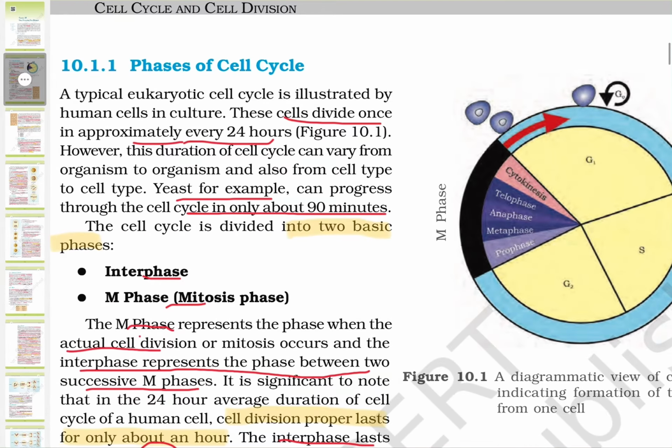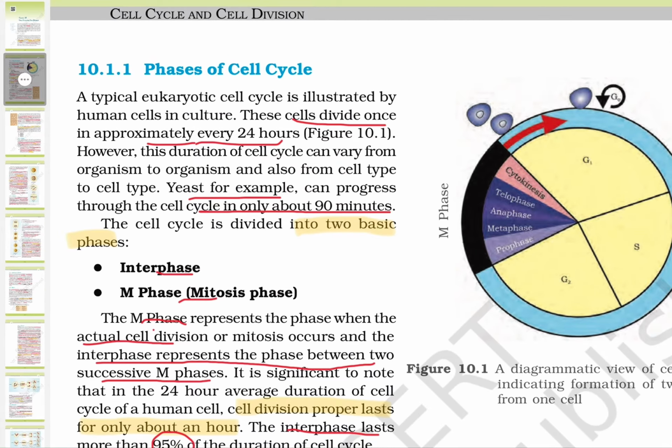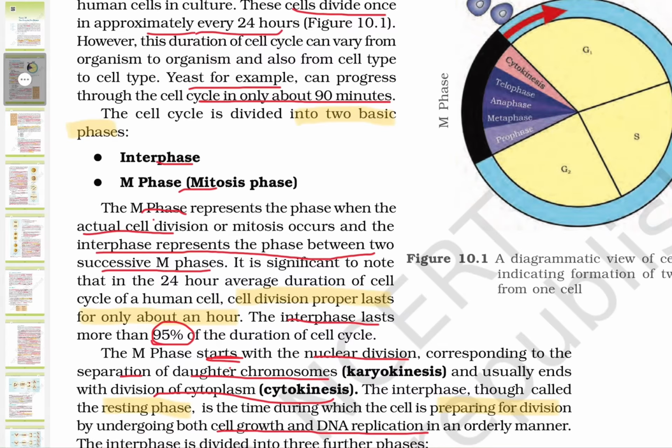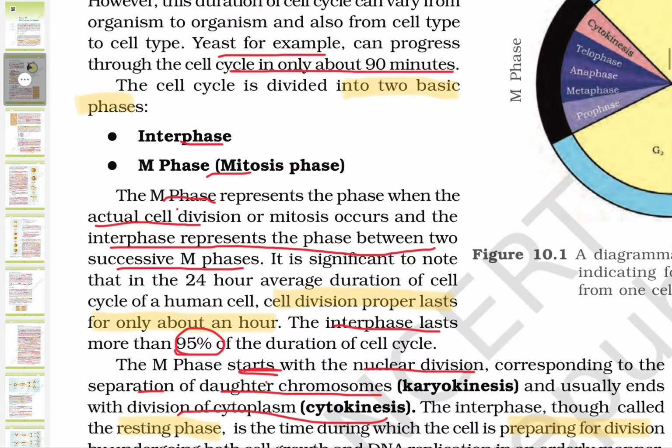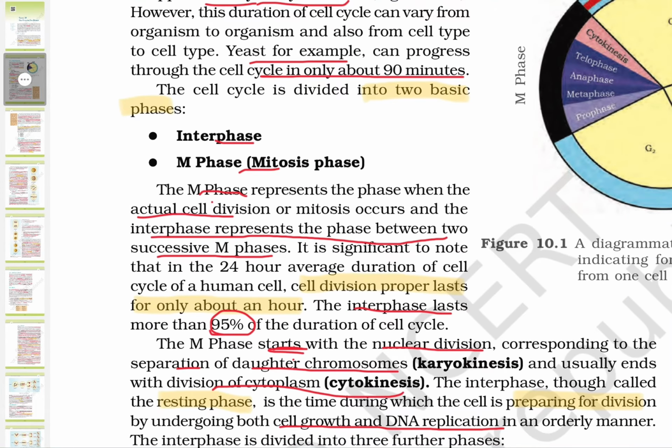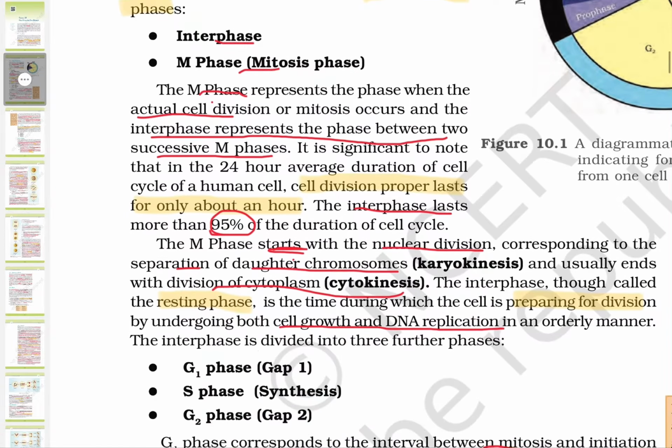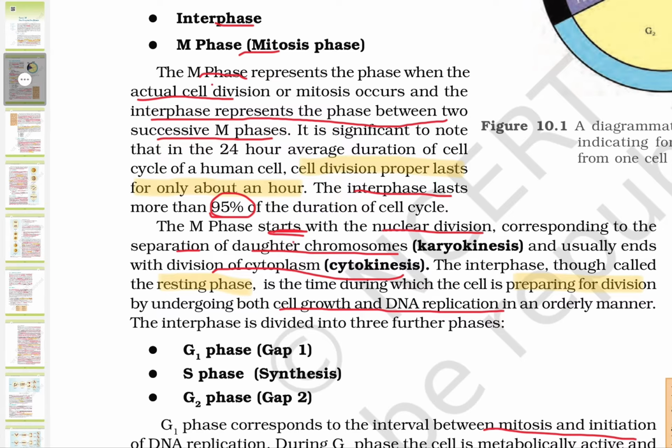Now, when we talk about the phases of the cell cycle, first of all, the human cell basically divides once after 24 hours. And if we talk about the yeast cell, it takes just 90 minutes for one cycle to complete. Now there are two basic phases: interphase and M phase. The M phase is when the actual cell division occurs, and interphase is the phase between two successive M phases. So the cell division mainly occurs for 1 hour.